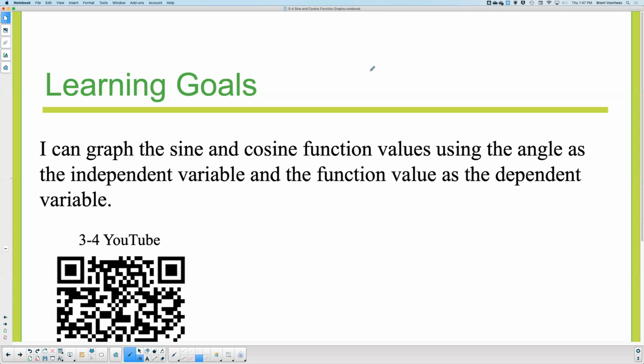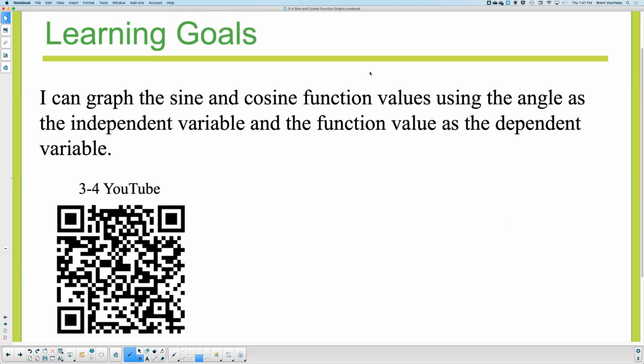All right, Unit 3, Lesson 4. Today, what are we learning? We're going to learn how to graph the sine and cosine function values. So last class, we talked about solving for function values. Today, we're going to graph.